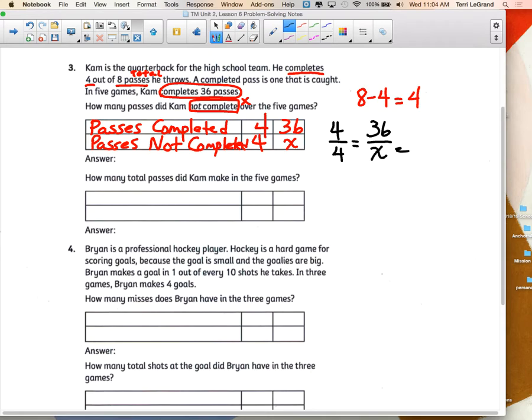You know what? Let's just put this, X has to equal 36. Because we have good math sense. But of course you could set up, you could do the vertical strategy, the horizontal strategy, you could write the equation, you could do all that. But in this one case, I'm going to let you off the hook and say, we know it has to be 36 because you're comparing 4 to 4, so we have to compare 36 to 36. We're comparing a number to itself in one ratio, so we'll compare the number to itself in the other ratio. 36 what? Passes not completed.